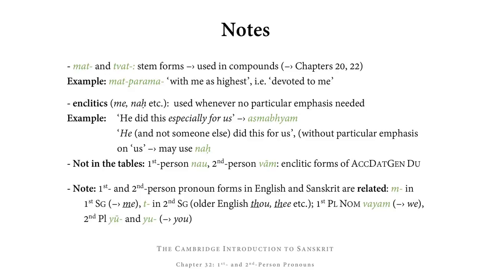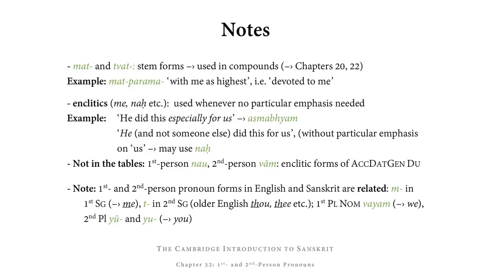Finally, a couple of notes on individual forms of both of those pronouns. First of all, the stem forms, i.e. the forms that are used inside compounds, are mat for the first person and twat for the second person pronoun. Compare these to yat, the stem form of the relative pronoun ya, or tat, the stem form of the third person pronoun sa, that you were introduced to in chapters 20 and 22.